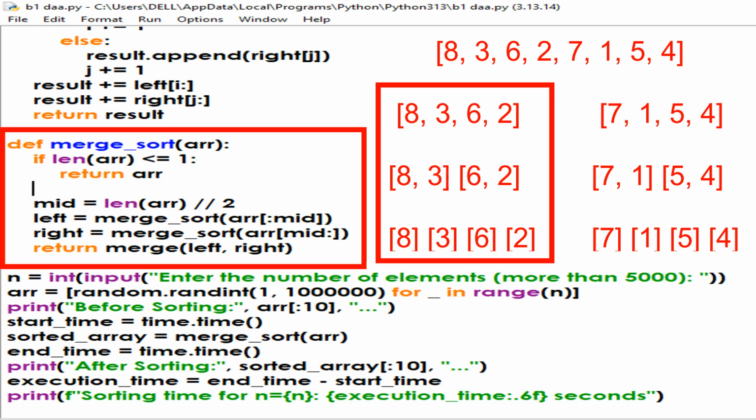Left is equal to merge sort of array up to mid. This takes the left half and sorts it. And right is equal to merge sort of the rest, which takes the right half and sorts it. Finally, it returns merge of left and right, which combines the two sorted halves.